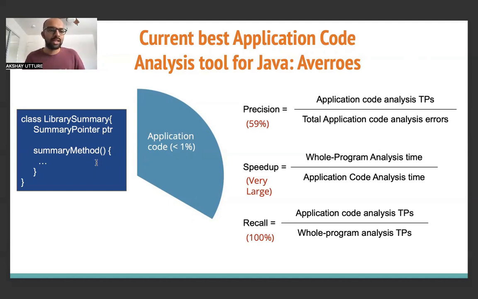Since this library method is fairly small, the speed up that Avros gets is very large. And since the library summary over approximates a library, the recall is at 100%. However, precision is fairly poor at 59% because the summary merges information from the entire library and we can have many false positives. So precision is fairly low.